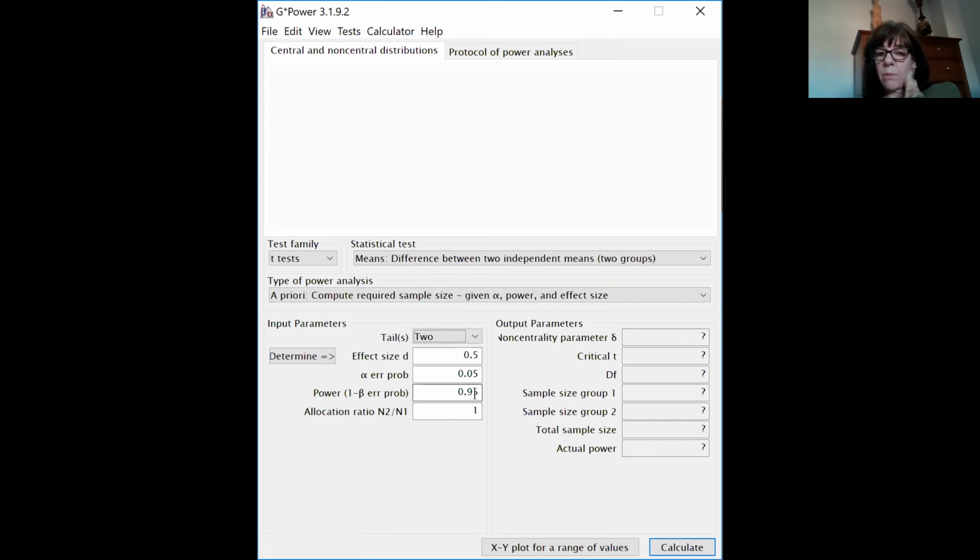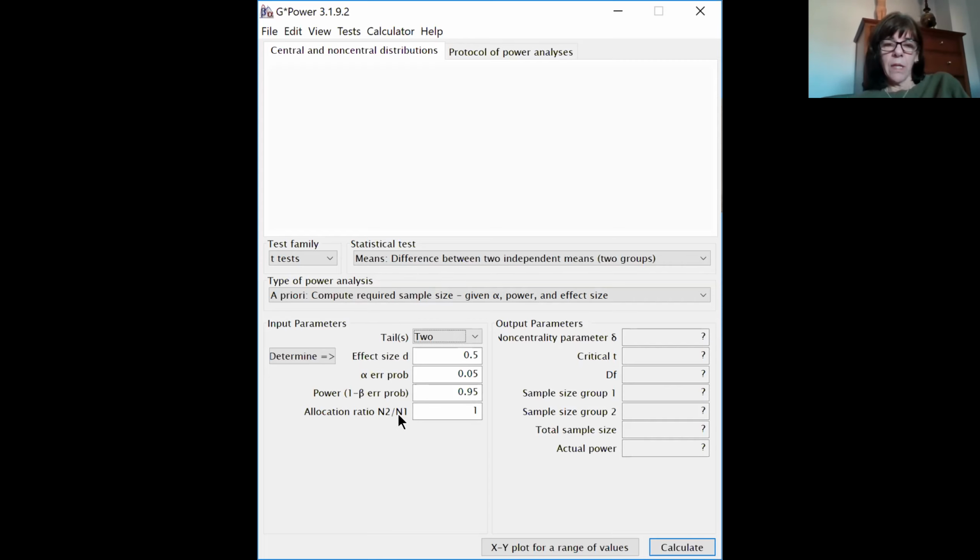That means that your power is the same as 1 minus your alpha. And it's not at all unusual for people to set power as less than 1 minus alpha, because type 2 error was not historically as much a concern as type 1 error. And I will leave that to your own judgment. For now, we're going to use the default.